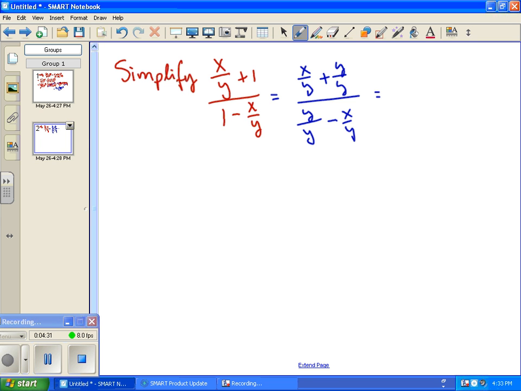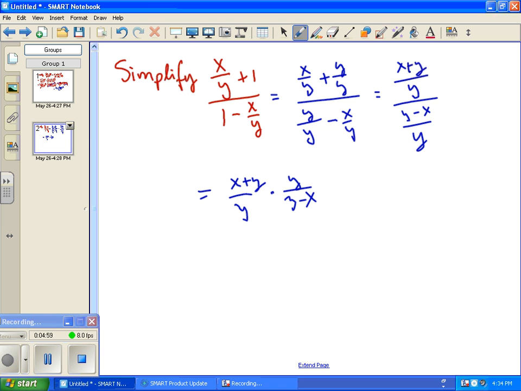Okay, so now we're going to rewrite the top and the bottom as one fraction each. So we have x plus y over y. And on the bottom we have y minus x over y. Okay, now is the point where we can inverse multiply. So we have x plus y over y times y over y minus x.